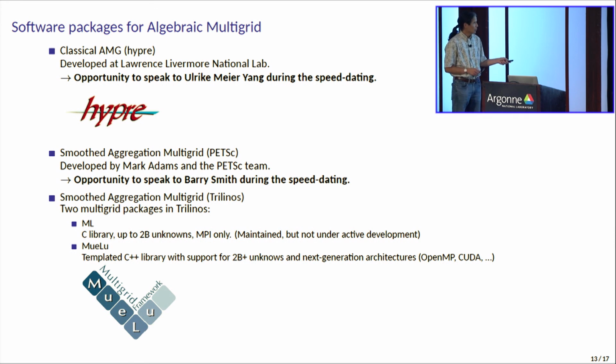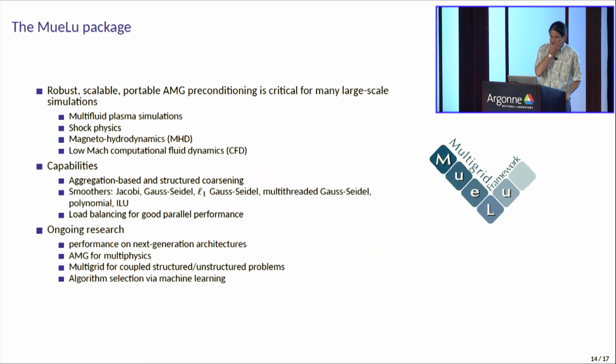The main library that we work on is something called MueLu. It's templated, it's C++. We can go past 2 billion unknowns. And we have the capability of running MPI plus X. We can run on multi-core CPUs, GPUs, and other types of accelerators.